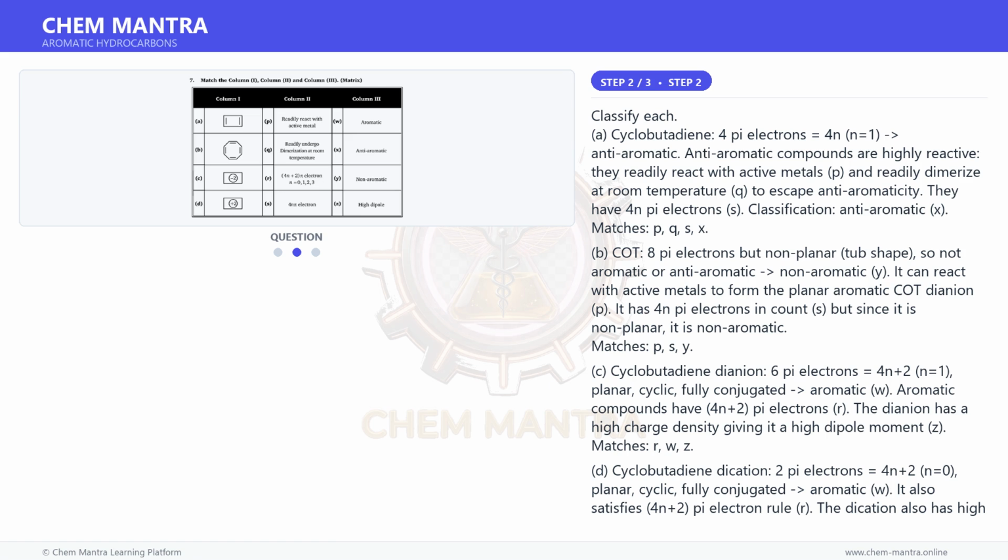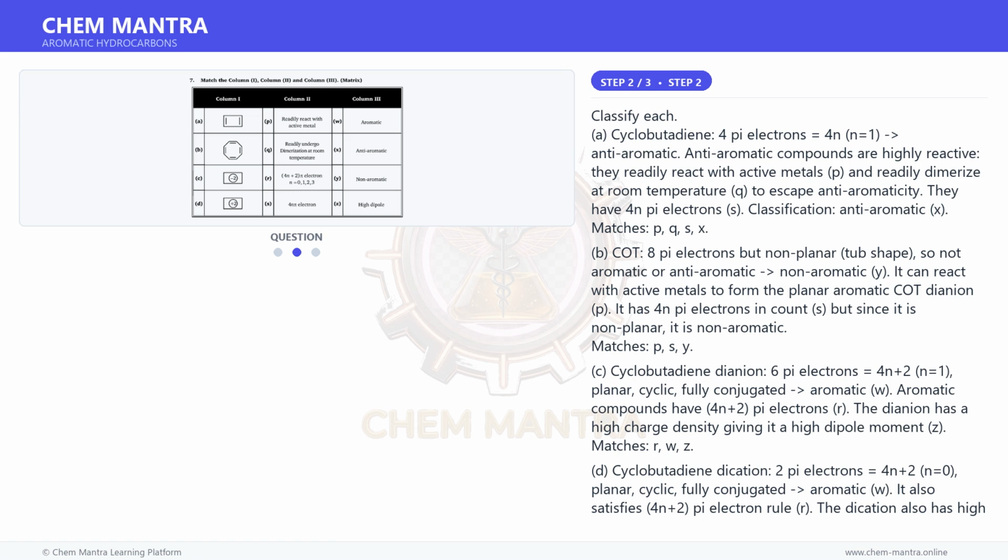B. COT has 8 pi electrons but is non-planar, tub shape, so it is not aromatic or anti-aromatic, non-aromatic, Y. It can react with active metals to form the planar aromatic COT dianion, P. It has 4n pi electrons in count, S, but since it is non-planar, it is non-aromatic.